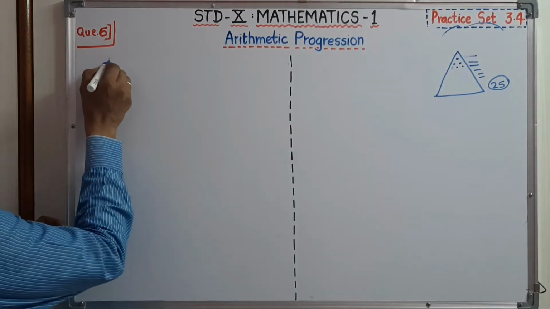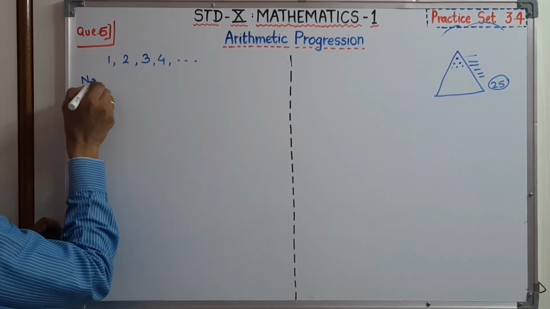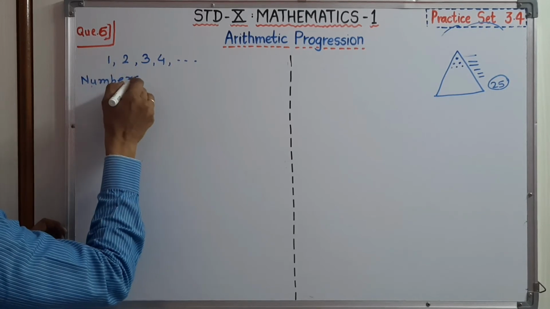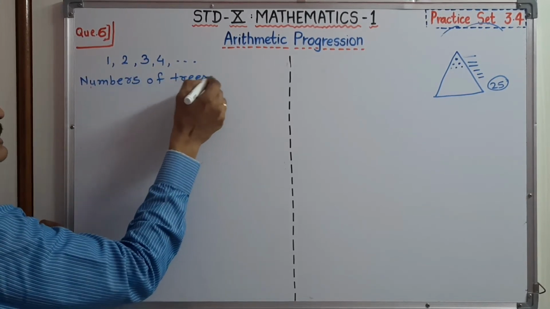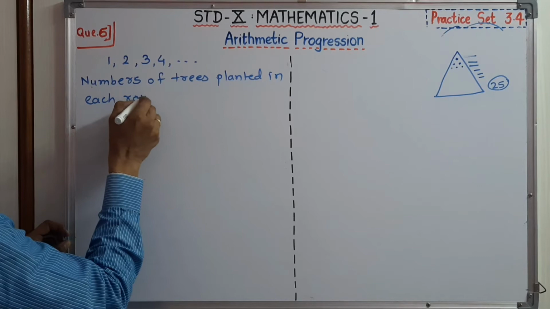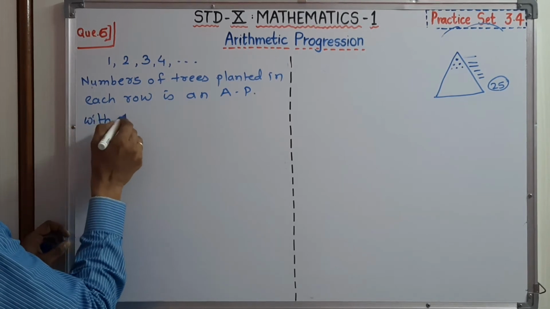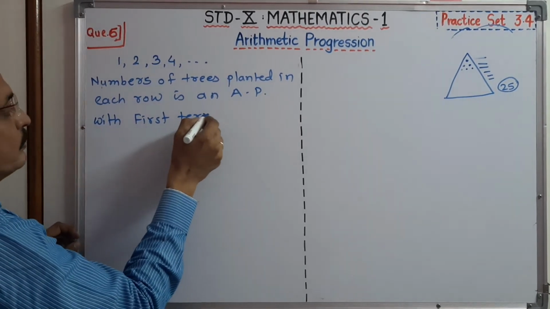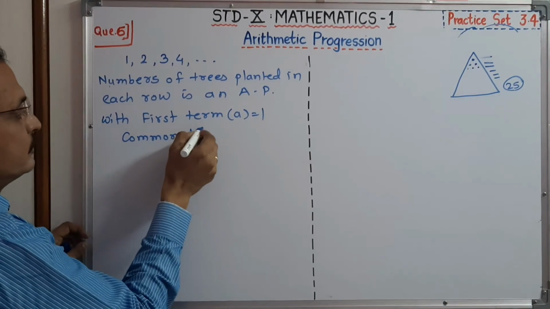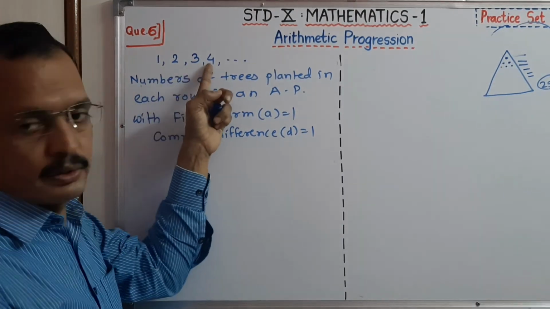Therefore, dear student, 1, 2, 3, 4 and so on. Number of trees planted in each row is an AP with first term A is equal to 1. What will be the common difference? Common difference D will be 1. Difference is 1. Got it?